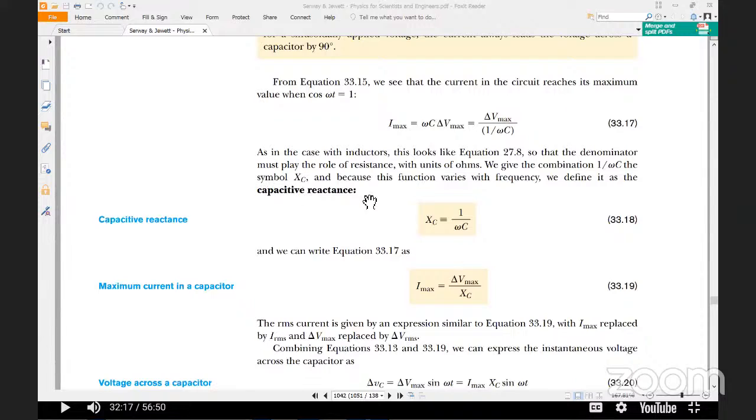Now we have capacitive reactance Xc equals 1/omega C. I think you still remember that omega is 2πf. This is the frequency in hertz. This 2πf.